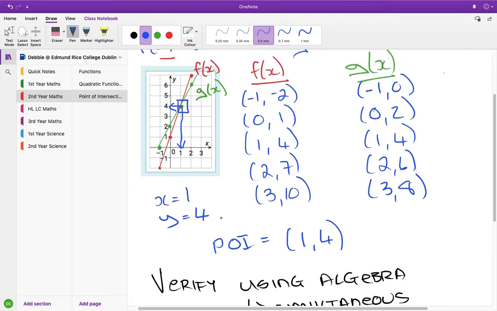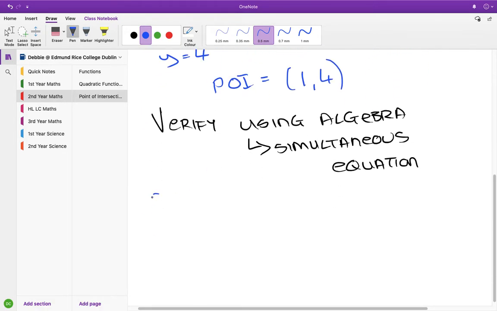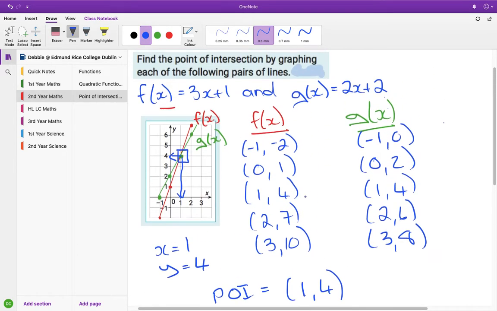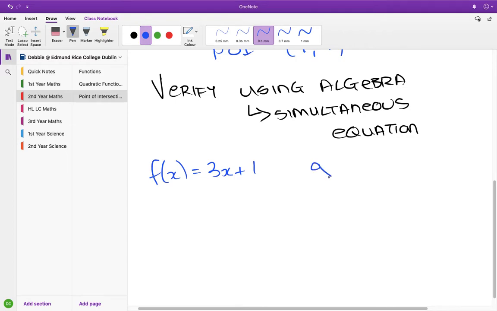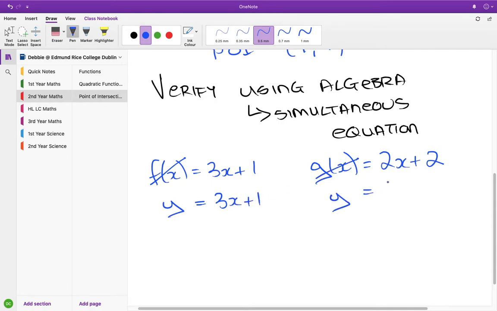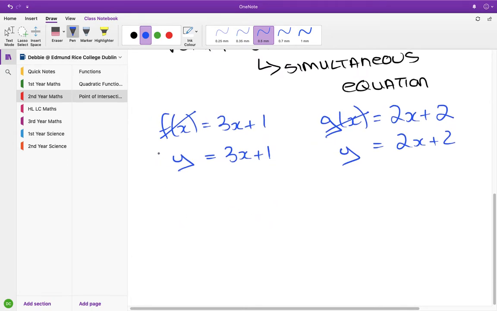Okay, so our first function was f of x equals 3x plus 1, and our second function is g of x equals 2x plus 2. So the first thing we can do is change the f of x into a y and change the g of x into a y. Now we have algebraic equations that we can work with because we removed the function notation and switched it into algebraic notation.